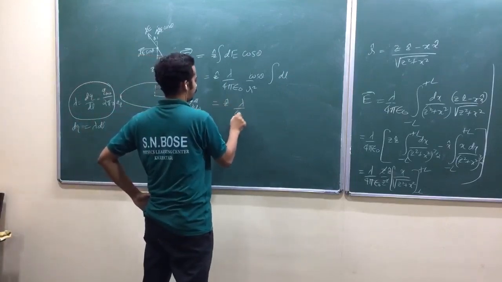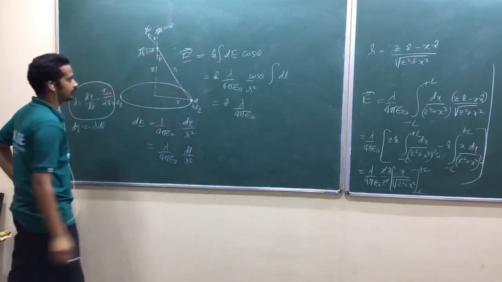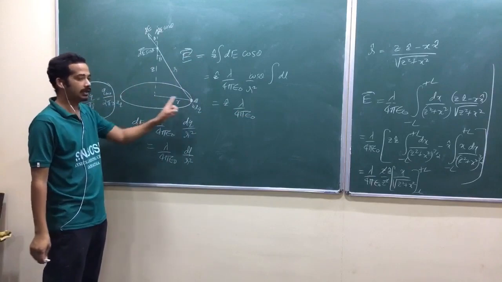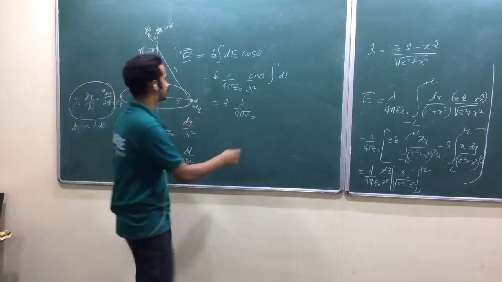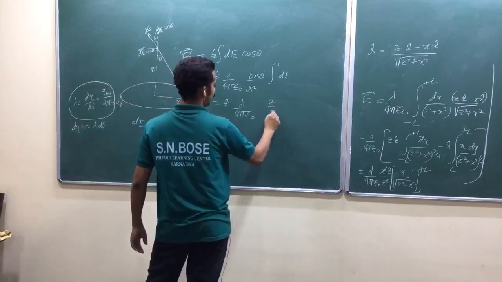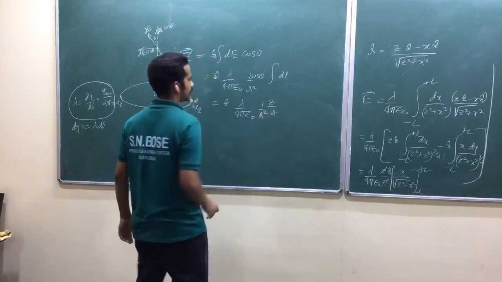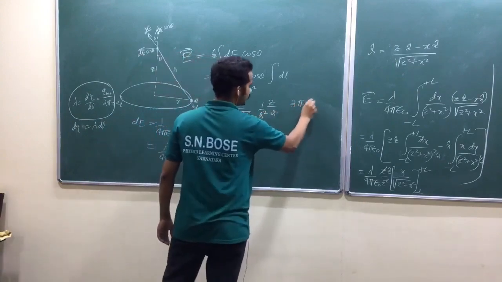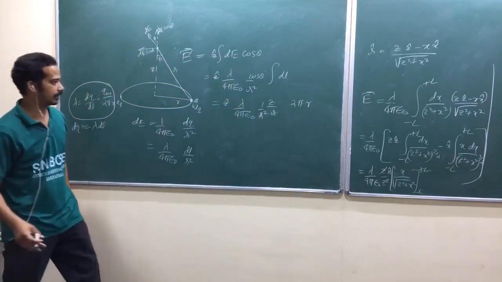Z cap lambda by 4 pi epsilon naught. Again, theta is what I defined. I defined italic r. He has given the radius of the ring and this z. You have to write everything in terms of that. What is cos theta? Z by r. Am I right? Z by r, 1 by r, sorry, z by italic r square. So 2 pi into small r. Small r is the radius of the ring. Okay.